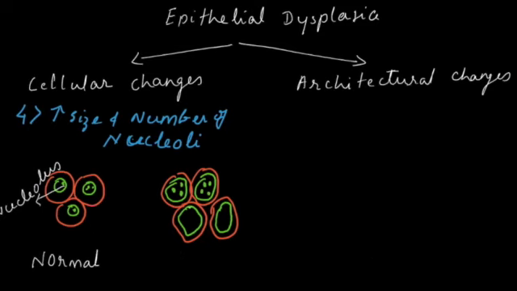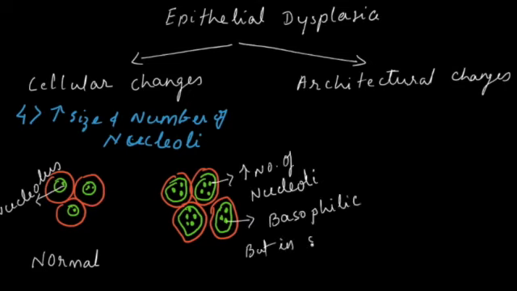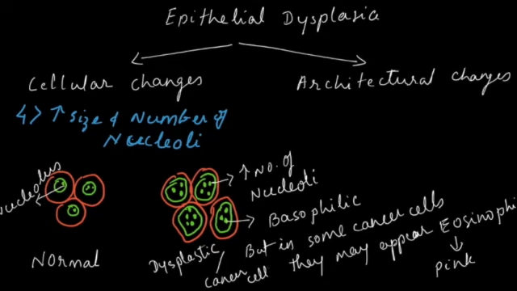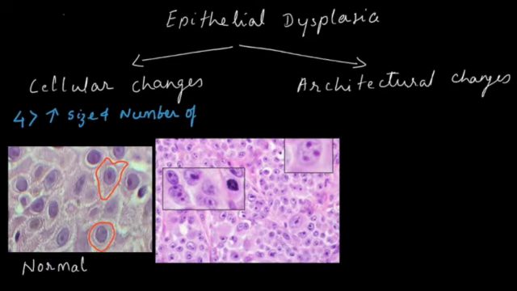In a dysplastic cell we can see a greater number of nucleoli. This is increased number of nucleoli, and they are basophilic in color, but in some cancer cells you may see pink or eosinophilic nucleoli as well. This increased number of nucleoli in a dysplastic cell or cancer cell is because of increased protein synthesis, because of the increased demand of these cancer cells. Here is the normal epithelium photomicrograph with cellular and nuclear outline, and the arrow is pointing at the prominent nucleolus.